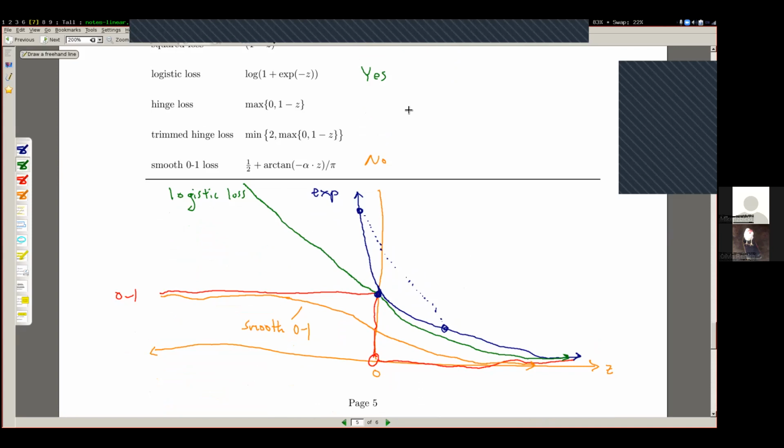Same is true for the logistic loss. That is also convex. But the smooth 0-1 loss is not convex. It's possible for me to pick, say, this point right here and this point right here, draw that line between them. And now portions of that line, in fact the entirety of the line, is below the graph. And so this one is not convex.